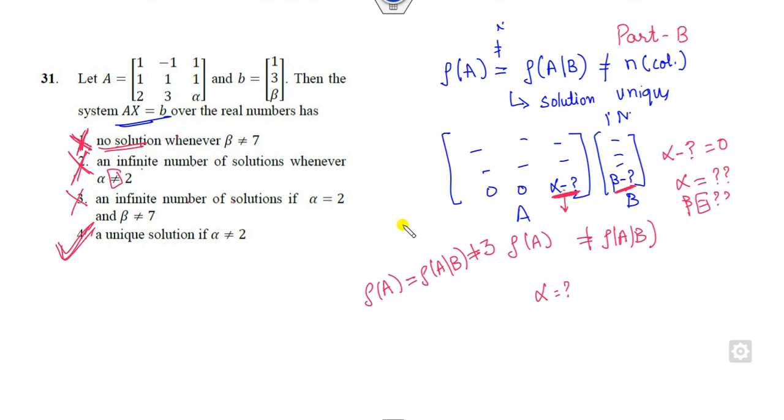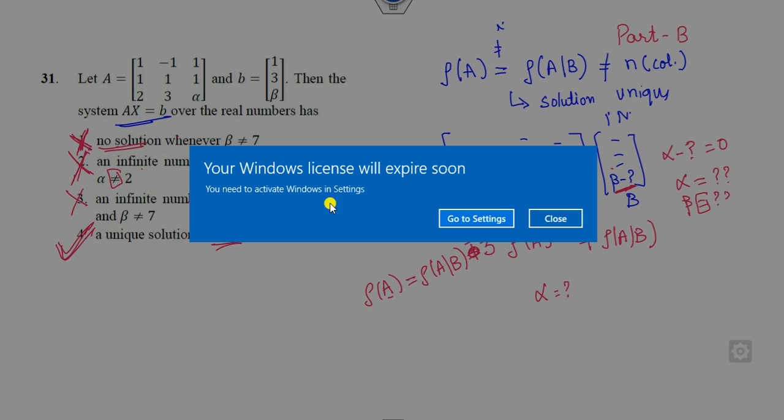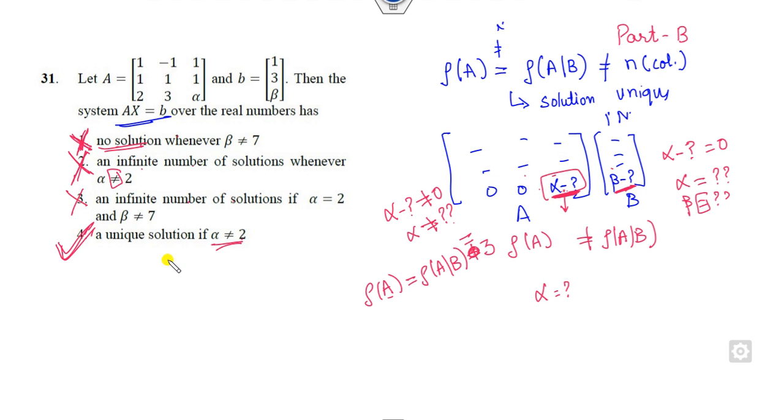How can you check that? What is the unique solution? It means both ranks are equal and must be equal to 3. When will it be 3? When this component is non-zero, it means that component must not be equal to something. That something is given to be 2, whatever the value of beta, because once A has rank 3, the augmented matrix always has rank 3. This is the first method. You can simply solve with the help of the options. Another way to check the unique solution: the determinant should be non-zero. You can find the determinant of this.